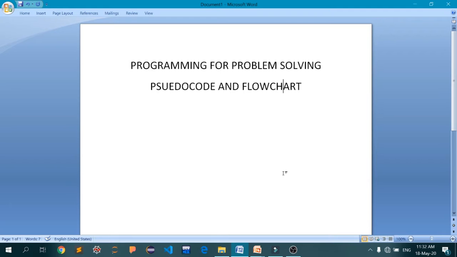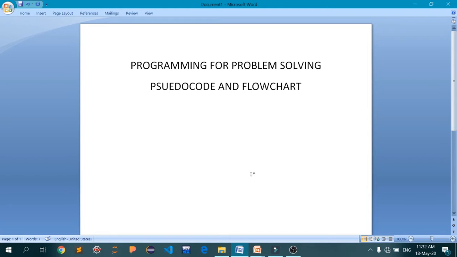We're discussing the subject called Programming for Problem Solving using C. And today we're going to see the implementation of algorithm. We discussed in the last lecture the idea of algorithm and how we can write it. We're going to see the two ways to write a particular algorithm: the pseudocode and the flowchart.